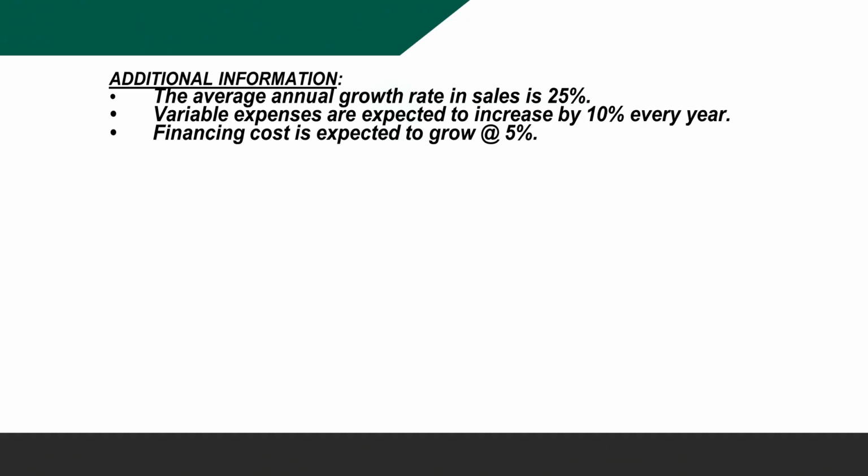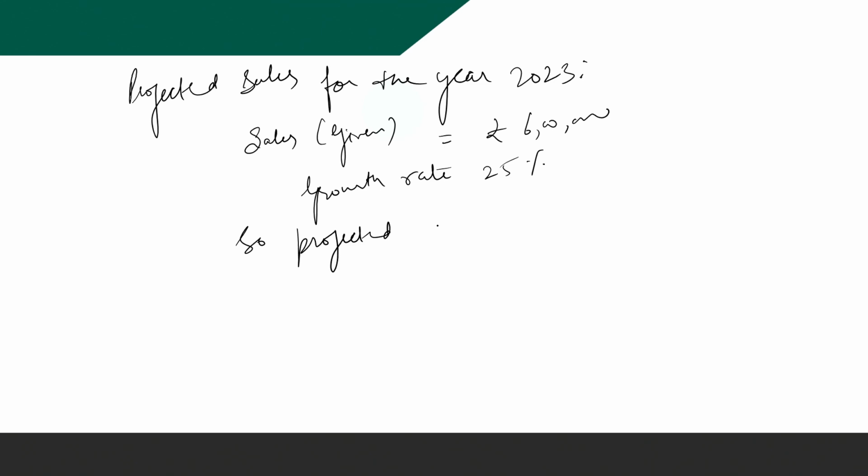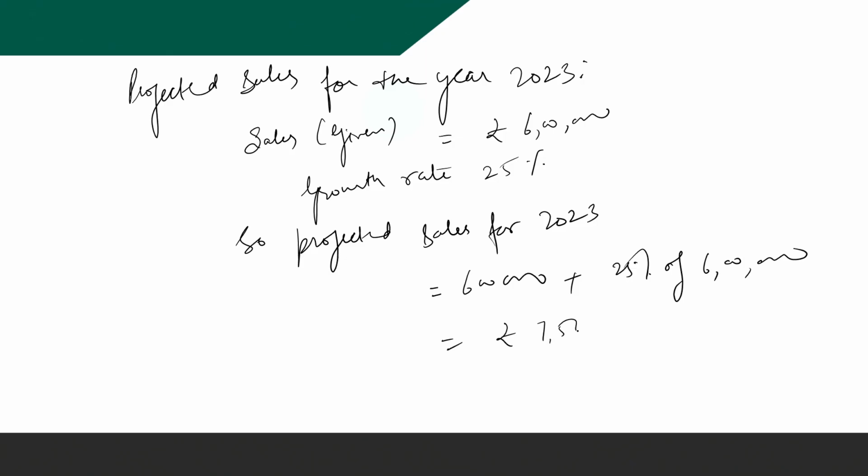So first, in the first step, I am going to prepare the information for the projected sales for the year 2023. As you can see in the question, the sales already given in the information is rupees 6 lakh, and additional information shows there is a growth rate of 25%. So our projected sale for 2023 would be 6 lakh plus 25% of 6 lakh, which is equal to rupees 7,50,000.